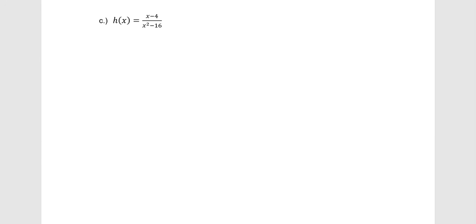Okay, so for the next one, I'll keep on doing these a little bit quicker here. So the next one, we have x minus 4 over x squared minus 16. So we can factor the denominator as x plus 4 times x minus 4. And we have a common factor of x minus 4 in the numerator and denominator. So they cancel, and we are left with 1 over x plus 4.